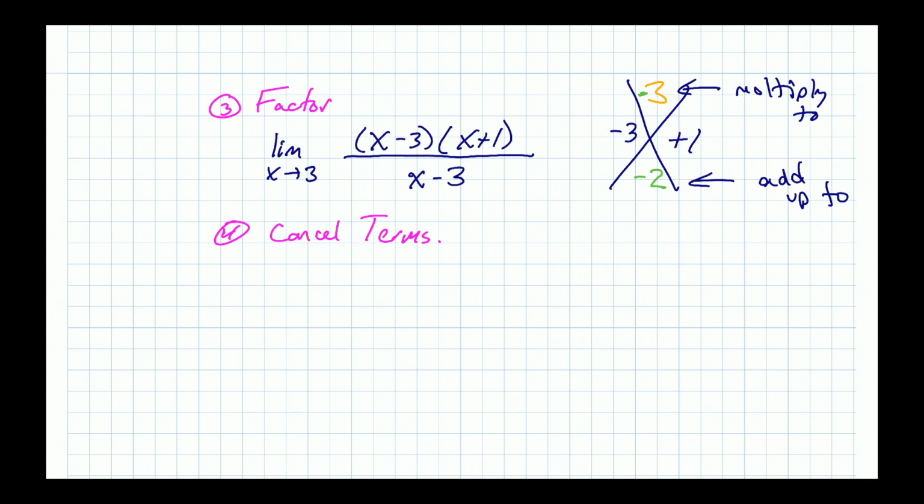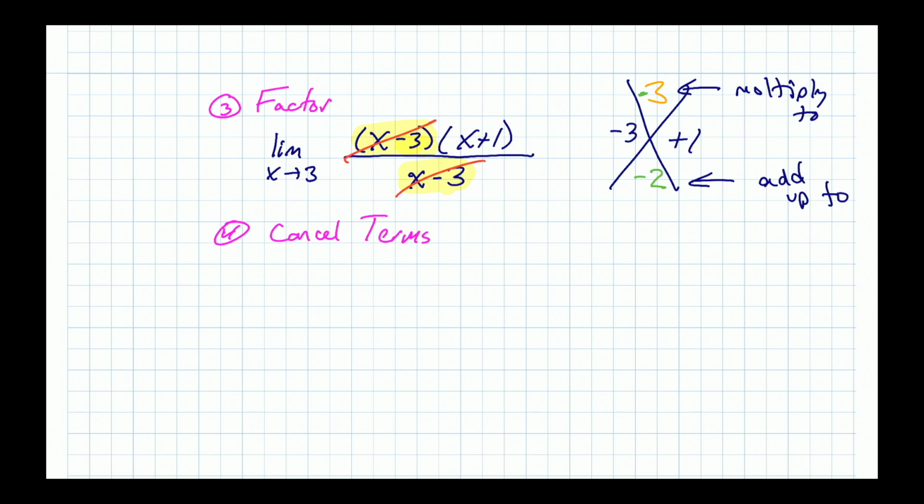The next step is we should cancel any like terms. That's going to be really easy to do, right? You should be able to see right away that there's an x minus 3 on the top. I want highlighter. So you have an x minus 3 on top. You have an x minus 3 on the bottom. Of course, that's going to let you just cancel those.